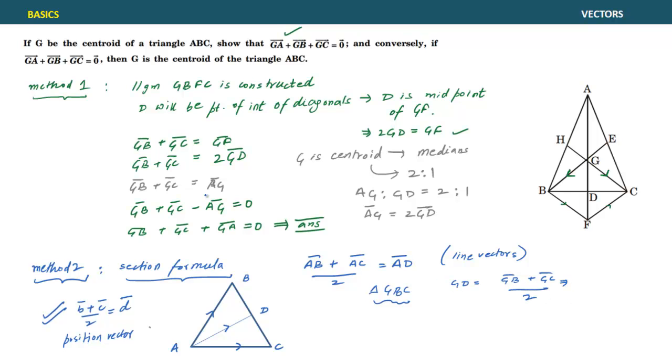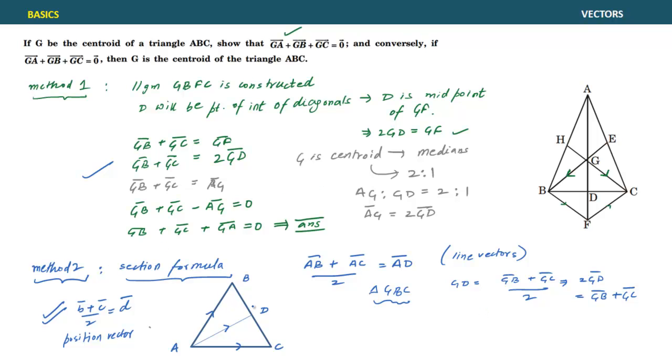Exactly similar to what you have already obtained here. Can you see that? It becomes 2GD is equal to GB plus GC, which you have already obtained. See here, the rest of the process is the same. I wanted to highlight the section formula and how you can use it.